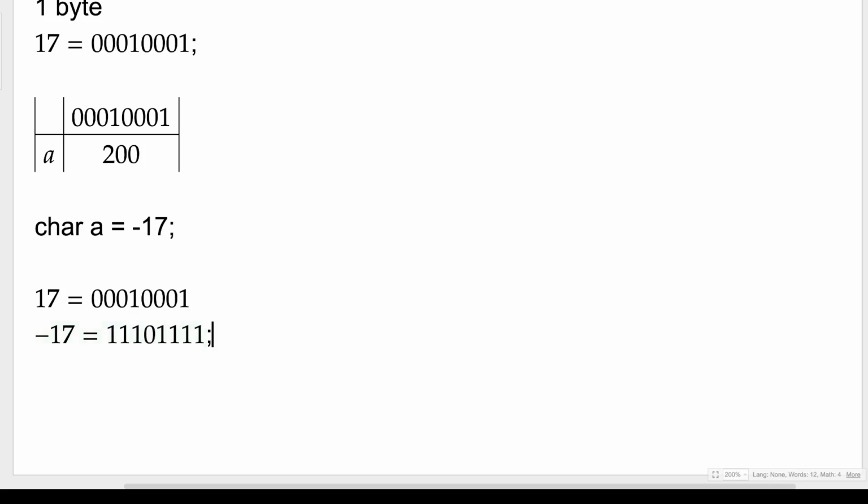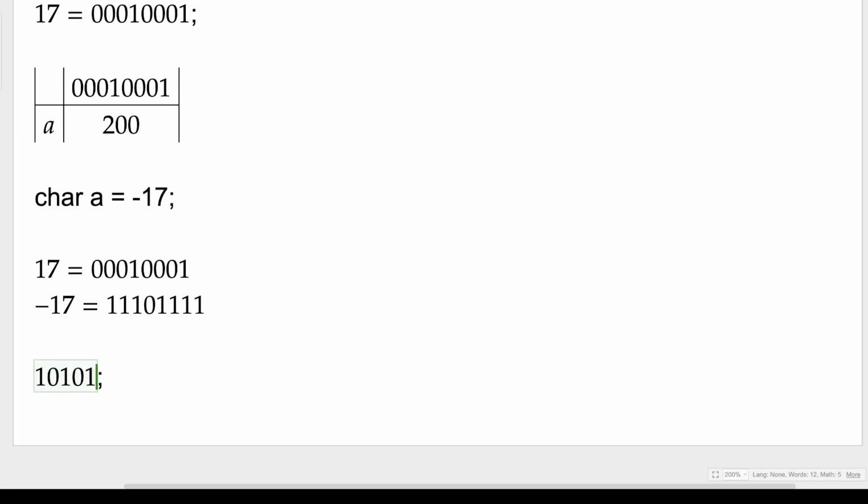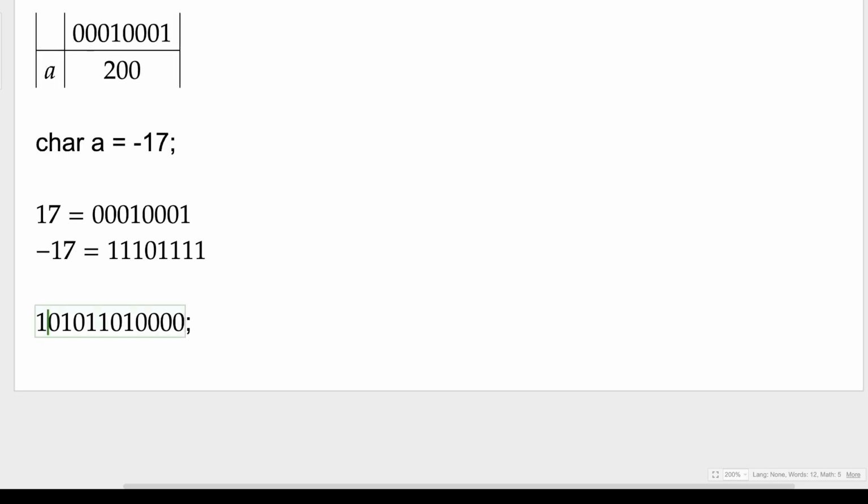If you have doubt on this one, I'll take one more example. For example, you have a number like this, let's say 1011101000. Now you have to convert this number, and let me write 0 over here. So you have to convert this number into 2's complement form.